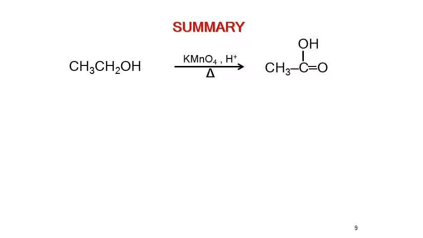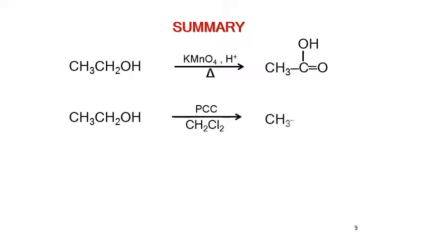To summarize, for primary alcohol, an example is ethanol treated with KMnO4 H+ heat, which is a strong oxidizing agent, producing carboxylic acid, named ethanoic acid. Ethanol treated with a mild oxidizing agent, PCC in inert solvent CH2Cl2, will produce an aldehyde named ethanal.